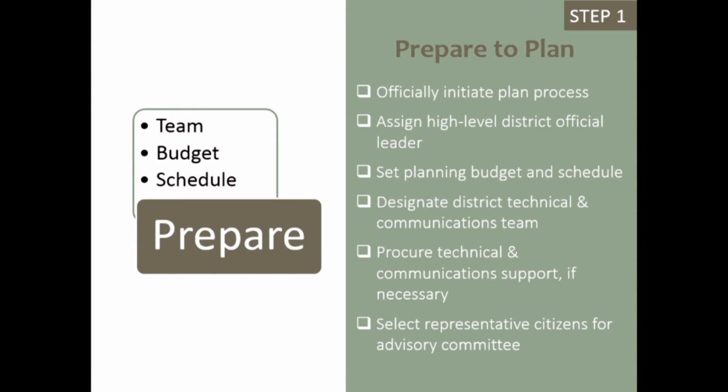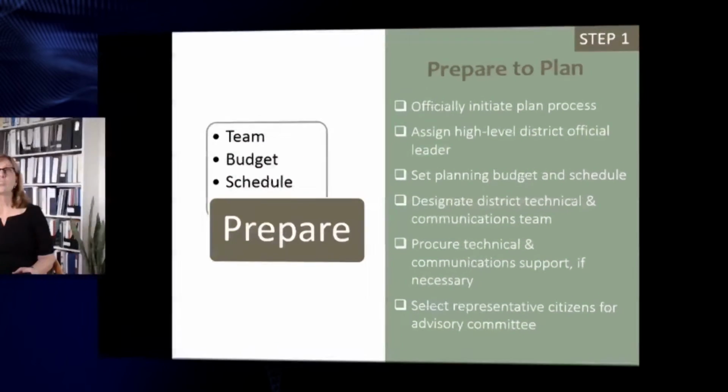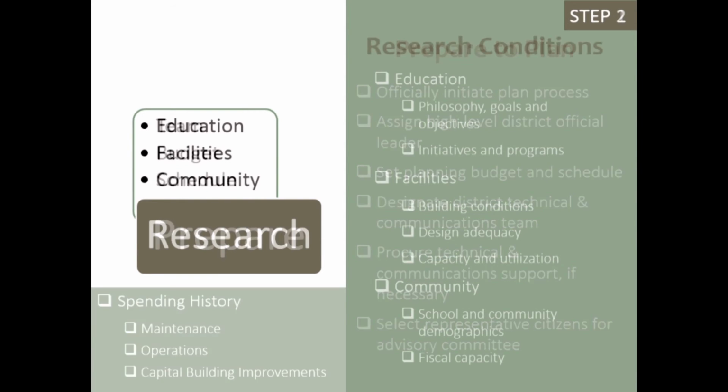Step 1. You prepare a plan. Master planning should be treated as a project with its own plan, budget, and schedule. An important part of preparing to plan is making sure that the right people are engaged in the planning process. The school district assigns a high-level official to lead the project. Representative citizens should be appointed to an advisory committee, and qualified technical and communication staff from the district or hired by the district need to be assigned to work on the plan.